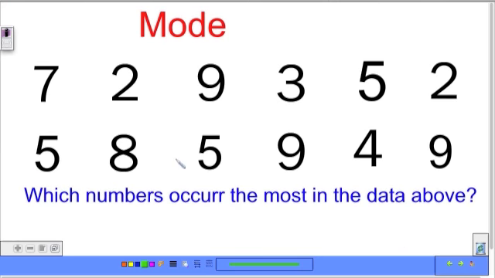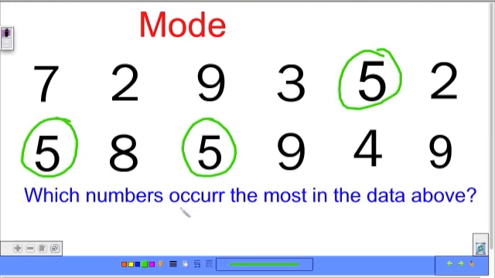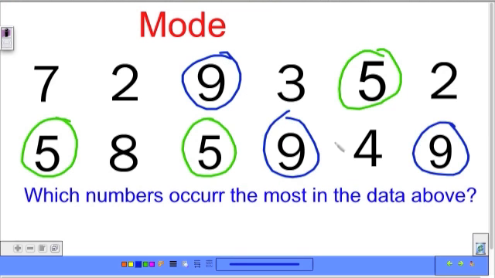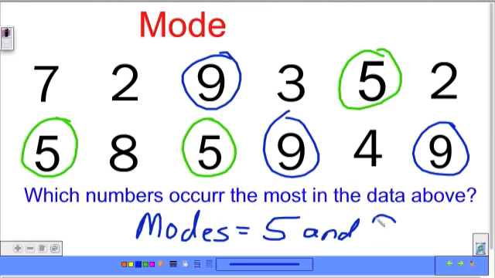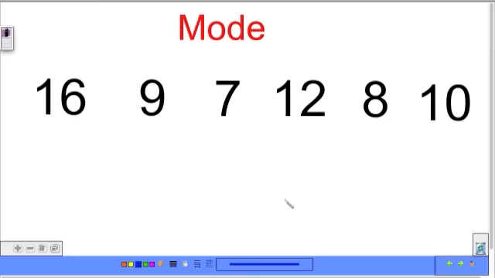In my next set of data here, I can see that I have 3 5s, but I also have 3 9s in my data set. So the 5 and the 9 occur more than any other numbers in the data set. So for this particular set of data, my modes, there's actually 2 of them, are going to be 5 and 9. Okay? In this particular data set, none of the numbers occur more than once, so they all occur the same amount. So in this particular example, we're going to have no mode.